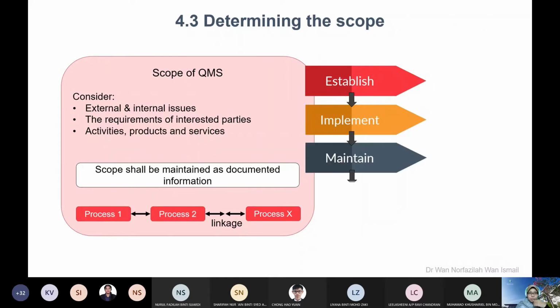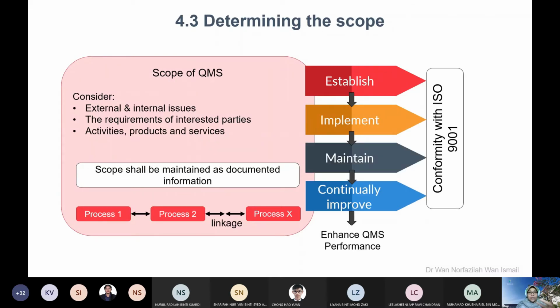4.3, determine the scope of your organization if you are working in the laboratory. So the scope for your lab. To determine the scope, you need to consider the external and internal issues just now, the requirement of interested parties in 4.2, and all the activities, products and services that you are going to deliver to your customers. And then the scope shall be maintained as documented information.